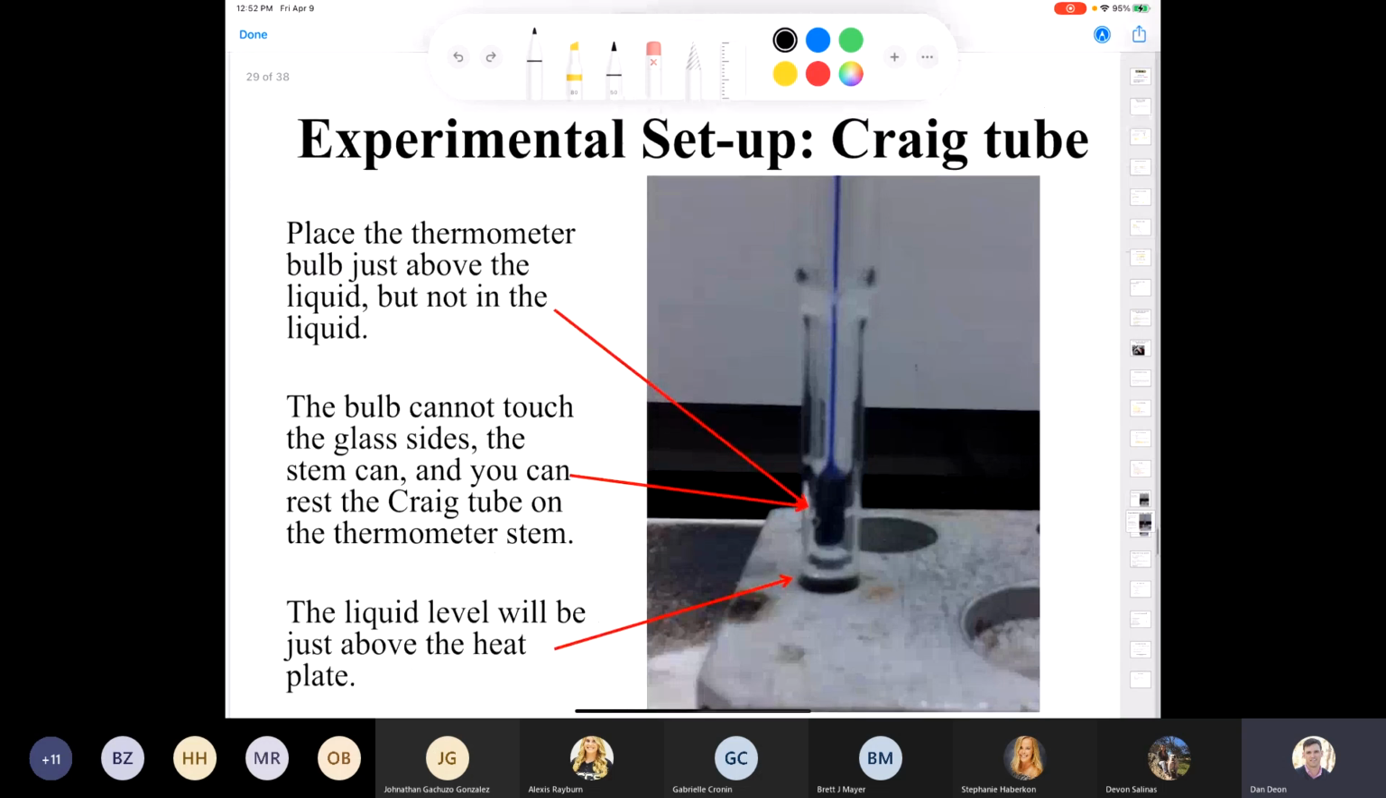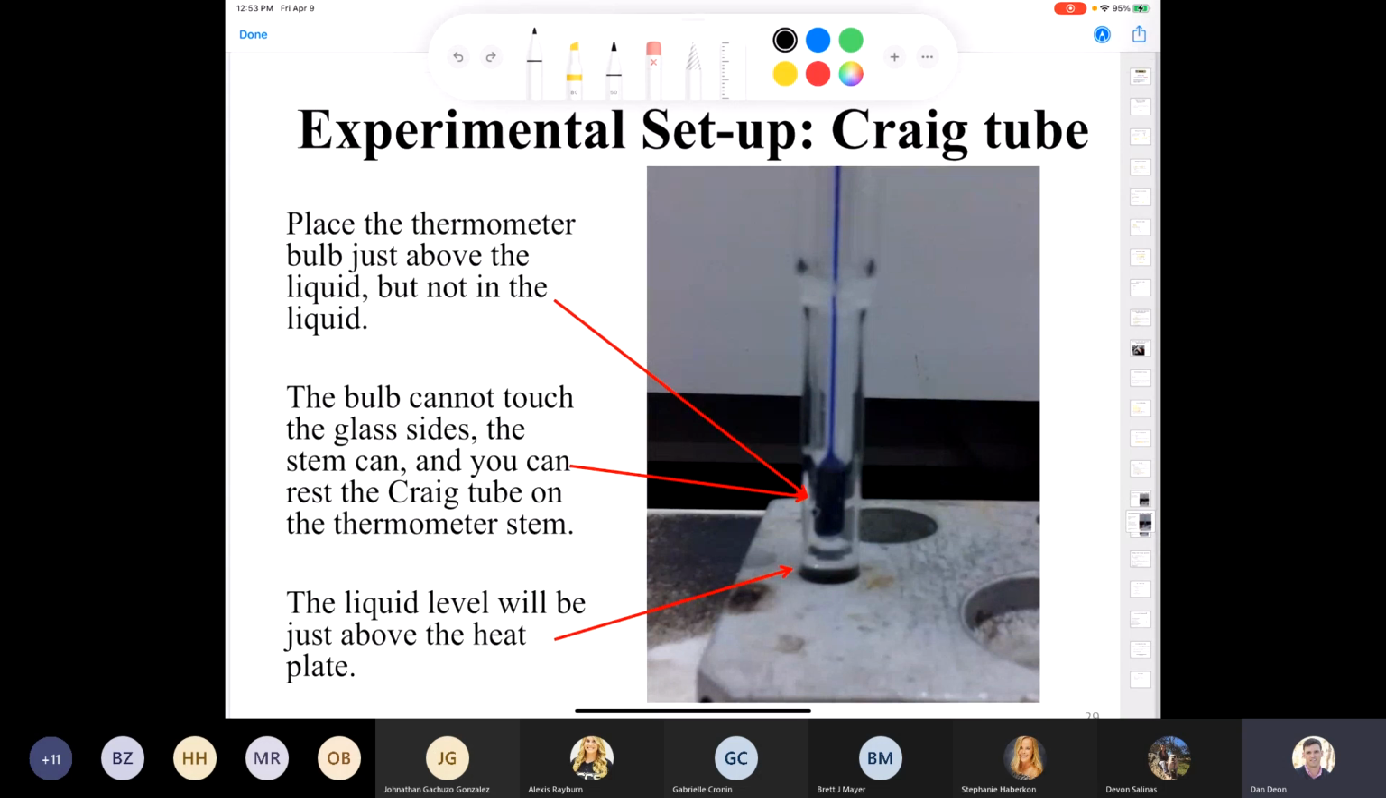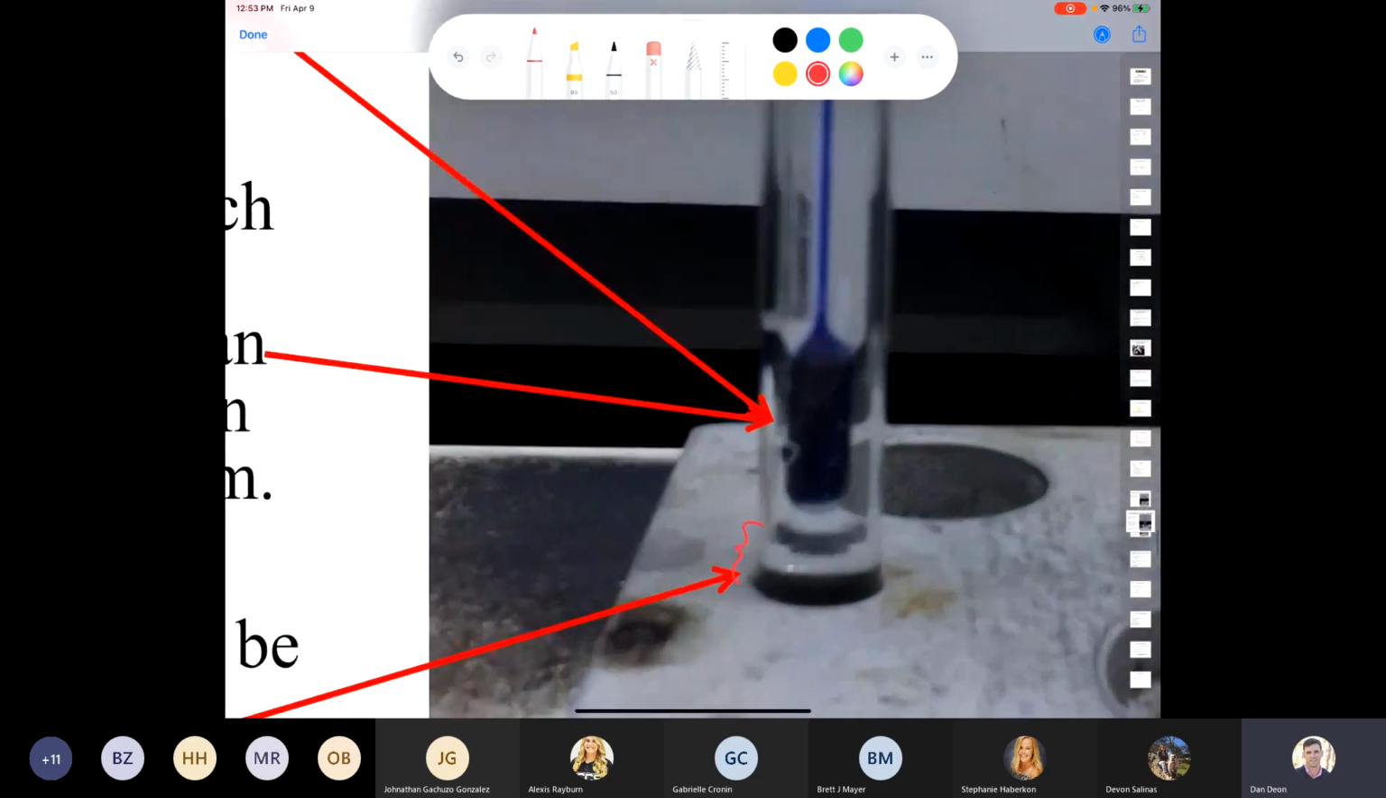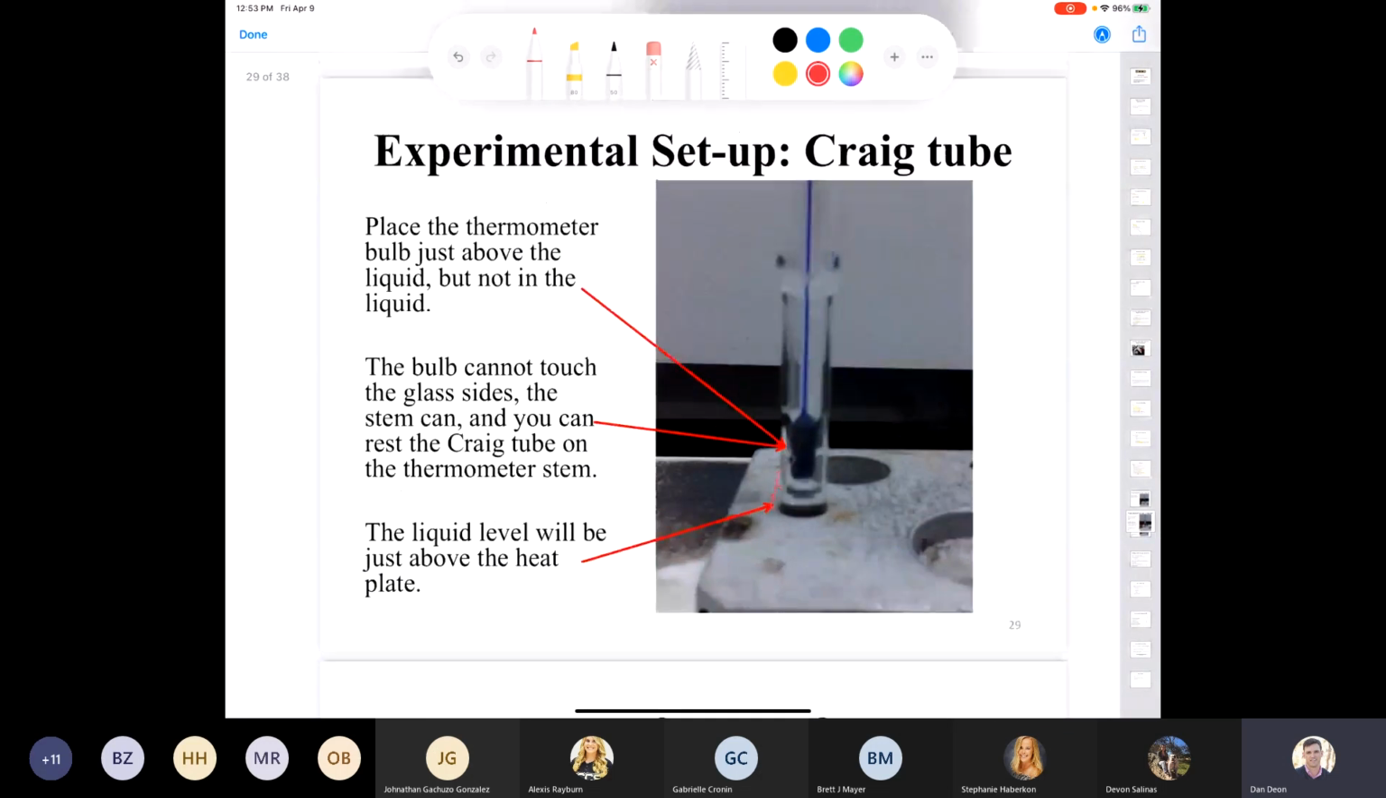Now, the way that you set up the thermometer is very important. Your lab instructor may come around. I like to walk around and see how everybody's setup is going. How's this person doing? How's that person doing? The height at which you set the thermometer above the liquid is quite important. It says here, place the thermometer bulb just above the liquid, but not in the liquid, because you want to measure the temperature of the vapors. The bulb can't touch the glass sides because that's going to affect your temperature reading. You won't be measuring just the vapors of the boiling liquid. And the liquid level will be just above the heating plate. So again, what I'll do with my section is make a setup, and I'll show you what the level of the liquid should be and how high the thermometer should be from the top of the liquid.